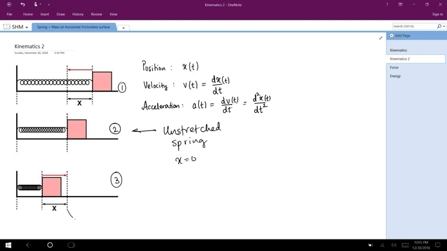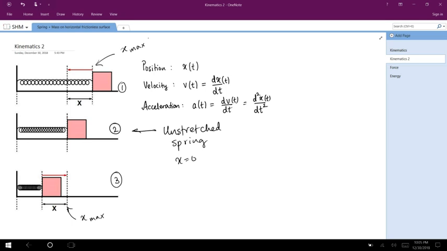And in the other two situations, because we're talking about the maximum extension and compression of the spring, we may as well call this x max in both cases. Okay. Now what I want to do next is plot the position of the block as a function of time.